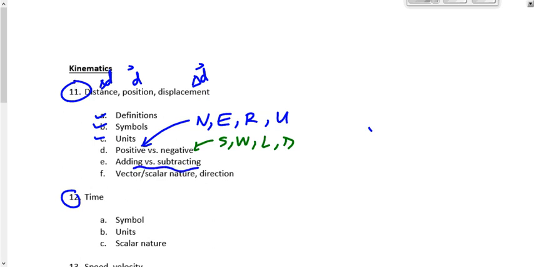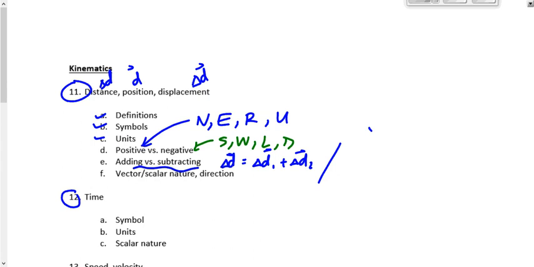And finally, adding versus subtracting. This just comes back to finding the displacement. If you remember, there's 2 ways to find displacement. If we're given 2 different displacements and we want to find the total displacement, what are we going to do? In other words, if I walked 10 meters this way and then I walk 5 more meters this way, how do I find the total displacement? I'm going to add them together, right? So if I have 2 different displacements, I'm going to add those 2 displacements together.